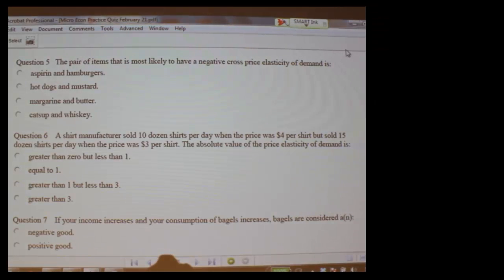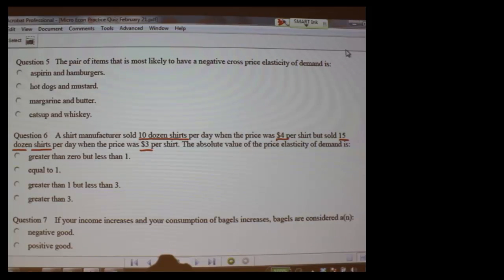Question 6. A shirt manufacturer sold 10 dozen shirts when the price was $4, but sold 15 dozen shirts when the price was $3. The absolute value of the price elasticity of demand is, so it's asking you to calculate price elasticity of demand. You could, if you want to visualize this, draw yourself a demand curve and have a price of 4 and a price of 3. At 4, what is the quantity demanded? You could say 10 dozen.